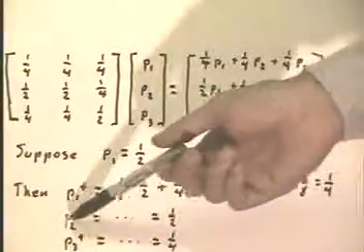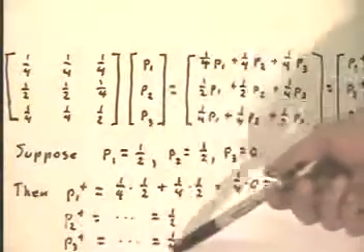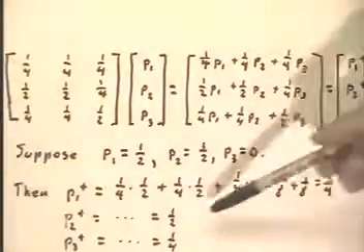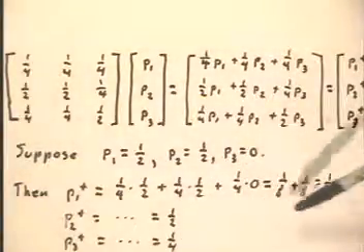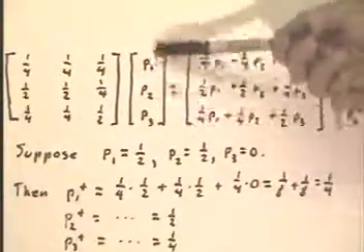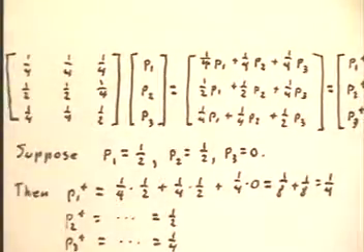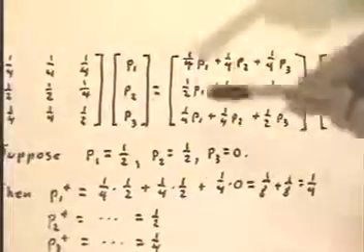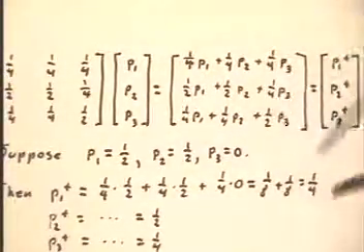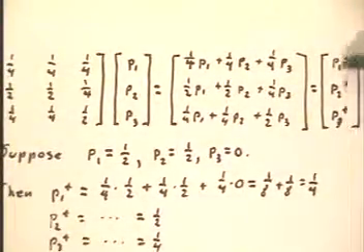Similarly, we find that P2 plus is 1/2 and P3 plus is 1/4. These numbers add up to 1. The column is the probabilities, and it has to add up to 1. And the column tomorrow, if we multiply by a stochastic matrix, will also have to add up to 1.